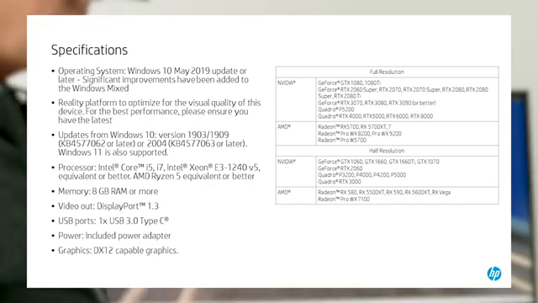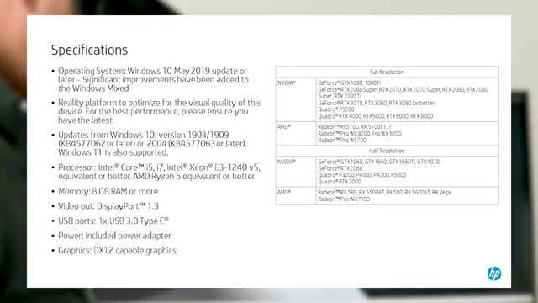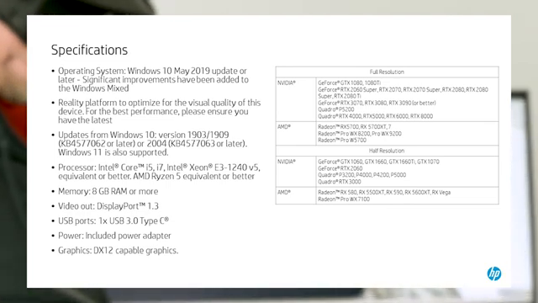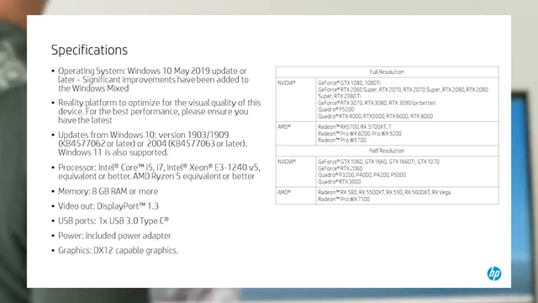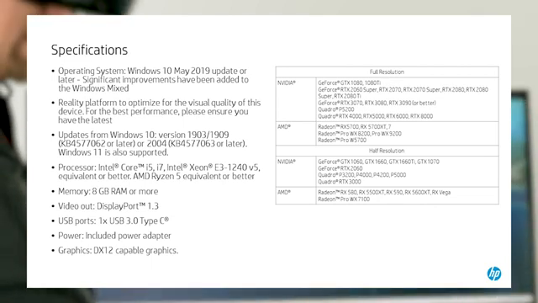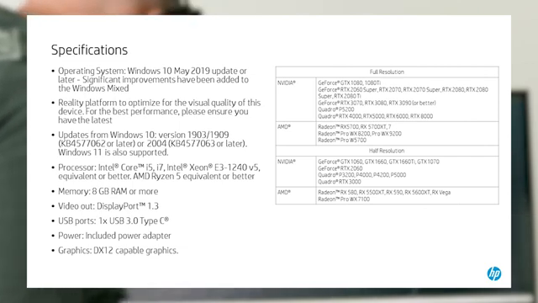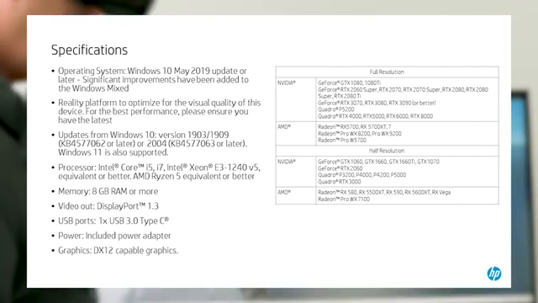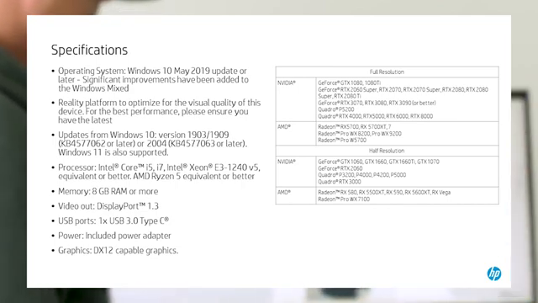Basic system requirements include the following. Please ensure you have the latest Windows 10 update, May 2019 or later, loaded onto your system as significant improvements have been made to Windows Mixed Reality. Your operating system needs to be Windows 10 version 1903 or 1909 or 2004 or later. In fact, always be sure to keep your operating system, software, and firmware up to date. Windows 11 is also supported.